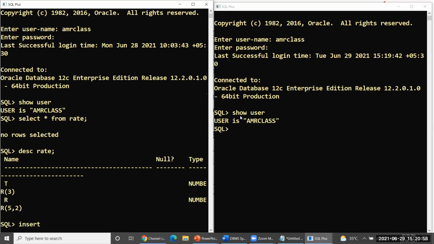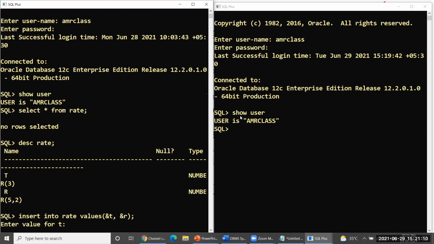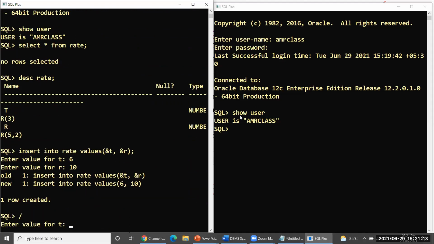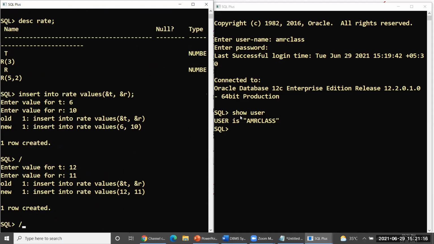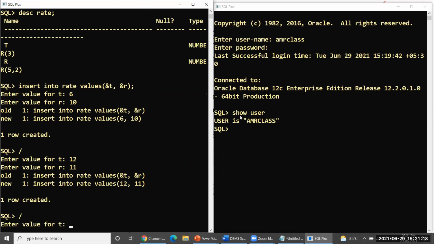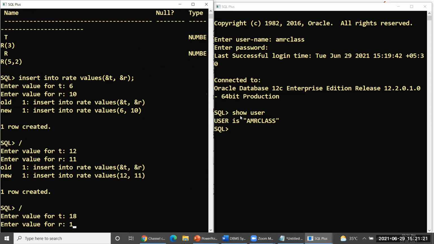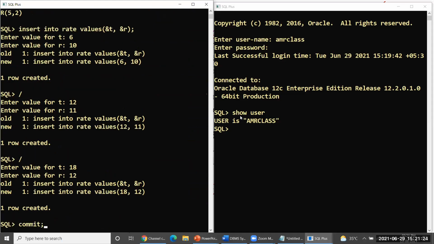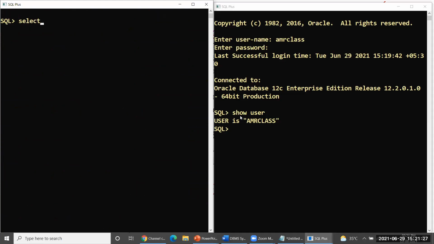Let me introduce something. Insert into RATE values: first ampersand T, ampersand R. Let me introduce some rows and apply commit. So T will be 6 with 10 percent, 12 with 11 percent, 18 with 12 percent. Of course, enough. Commit. Select everything from RATE. Okay, this is the data.